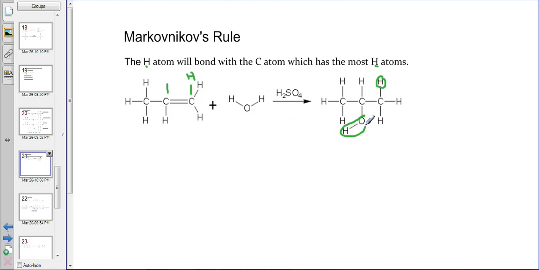So this is Markovnikov's rule, and just to reiterate, the hydrogen atom will bond with the carbon which has the most hydrogen atoms. So usually the hydrogen goes to the end and the OH will go to the center. If we had HBr here, for example, then the H will go to the end and the Br will go to the center. So Markovnikov's rule is very important in terms of addition reactions.